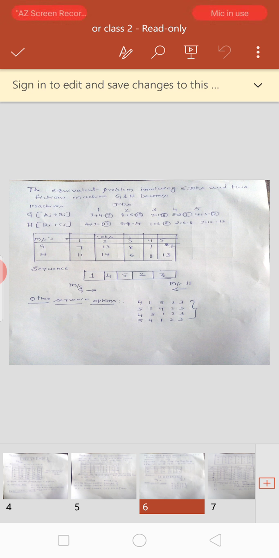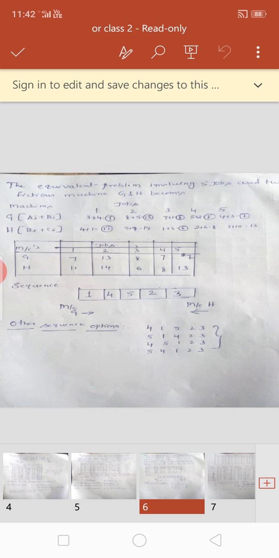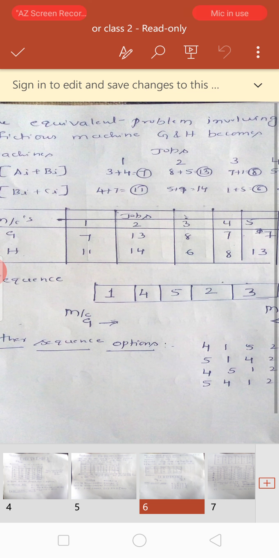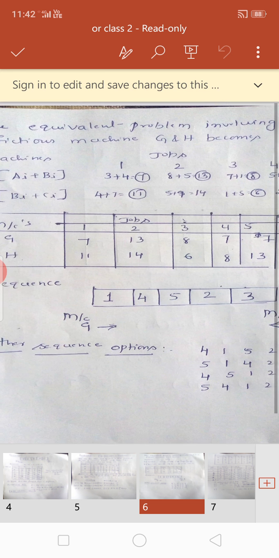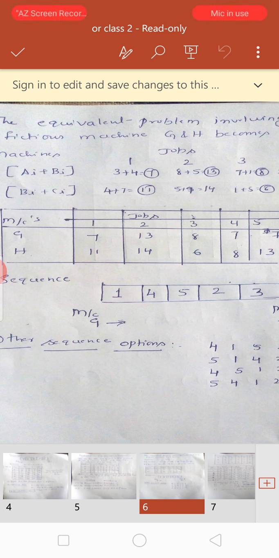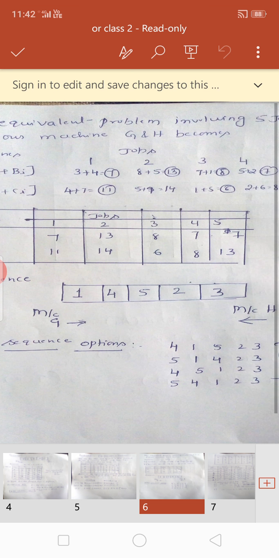Now we need to add all the processing times which belong to a particular job. For example, for job 1, 3 is the processing time initially, and the processing time of B is 4 hours. Now we need to add 3 plus 4 is equal to 7. Similarly for the second job, in the first machine 8 hours is the given processing time, and for machine B 5 hours. Now we add them to get 13 hours.